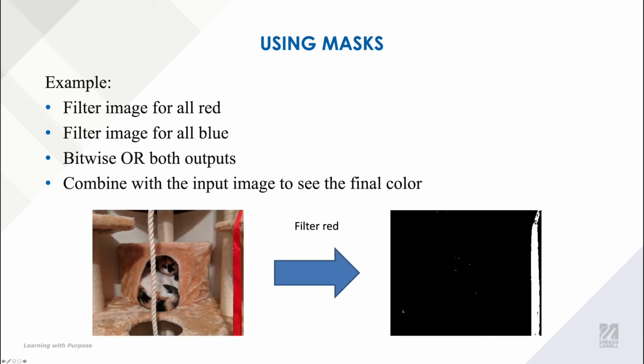First we filter red, which we've already seen the output image for. Then we filter for blue. And you may not even have noticed there was any blue in this image to start with, but there's just a little bit of blue around her tag right here that we can pick up, and that shows really nicely in the output image there.